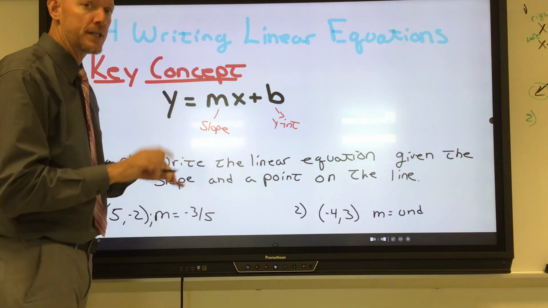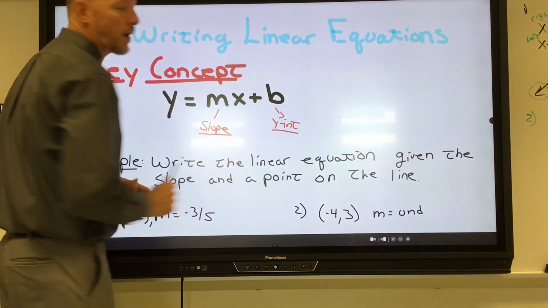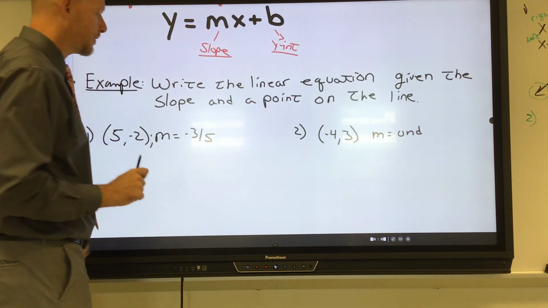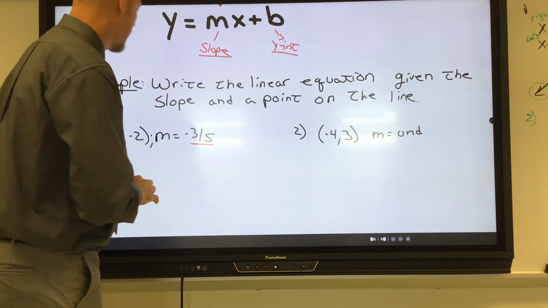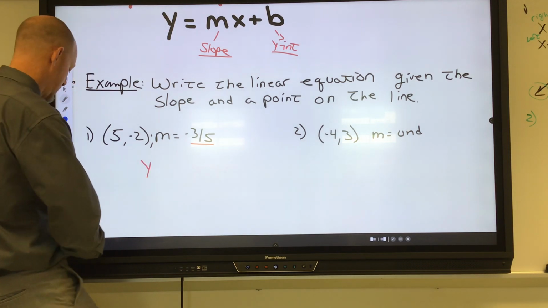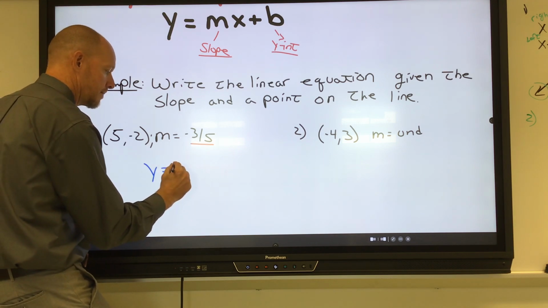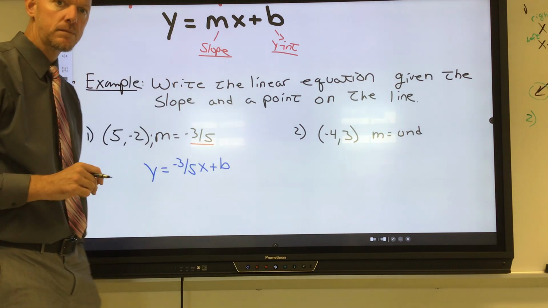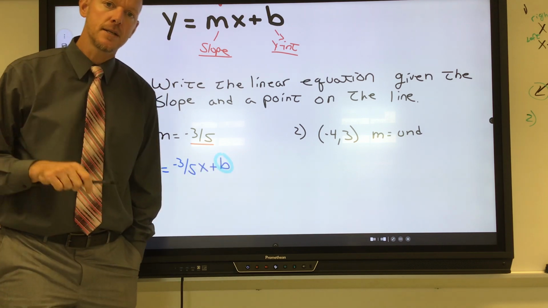The integral part is that in order to utilize this form, we need to know the slope and the y-intercept. It's nice for us in these problems because we're already given half the information. We're already given the slope, but now we need to come up with the y-intercept. So if we look at our equation, y equals m, negative 3/5 x plus b. But remember, we need to determine what the y-intercept is.